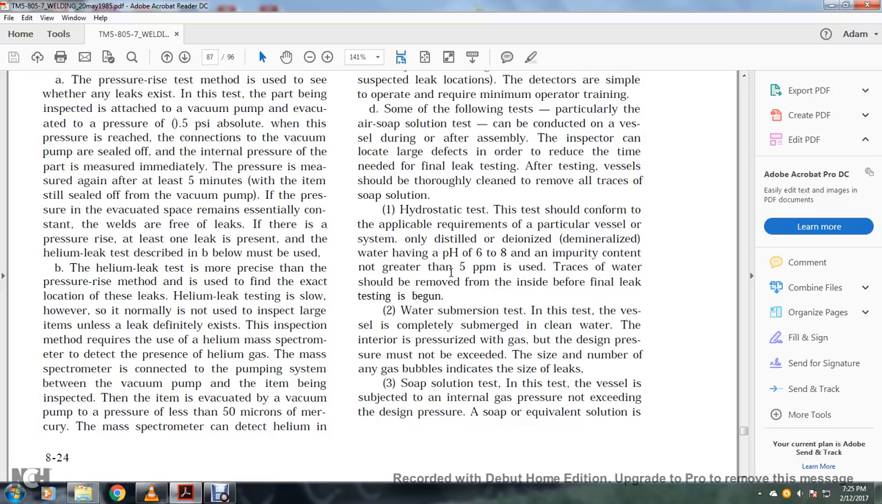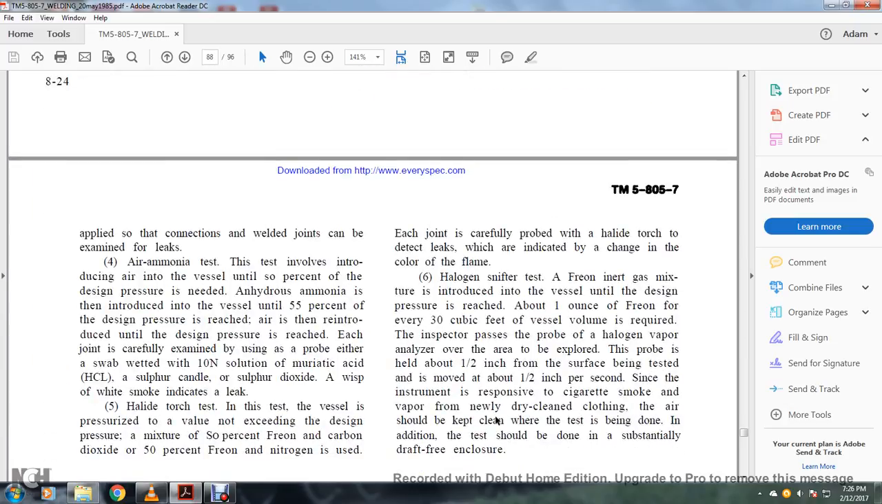Water submersion test. The vessel is completely submerged in clean water, and the interior is pressurized with gas, but the design pressure must not be exceeded. The size and number of any gas bubbles indicate the size of the leaks. Soap solution test. In this test, the vessel is subjected to internal gas pressure not exceeding the design pressure, and soap or equivalent solution is applied so that the connections and welding joints can be examined for leaks.